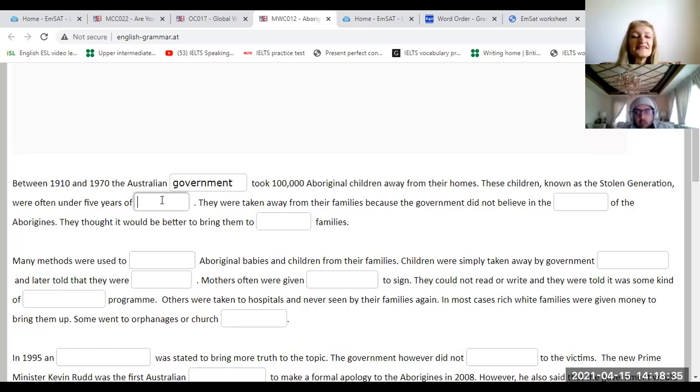Okay, Saif, is everything okay now? Yes, sorry. That's great. So it was the government that took all these children, and these children were known as the stolen generation, and they were often under 5 years of something. Have a look and see what you think. Just write the government down. Five years of age? Oh, really? They were often under 5 years of age. Okay. That is very harsh.